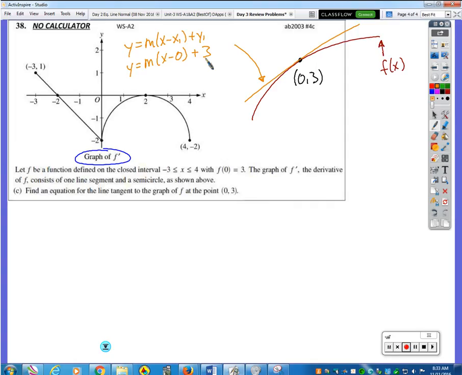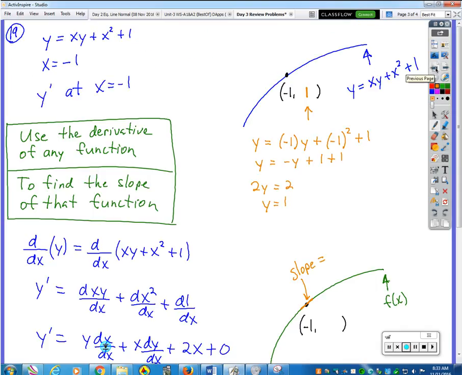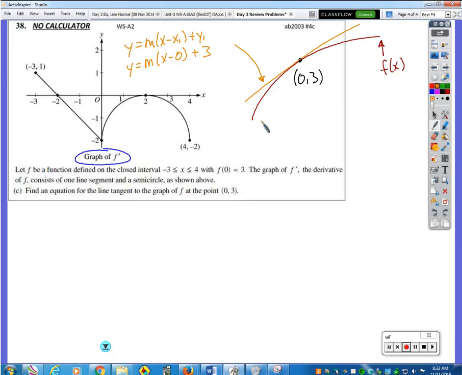Cool. I need to find the slope of the tangent line. We already talked about that today. I made a flashcard, in fact. Use the derivative of any function to find the slope of that function. So I'm trying to find the slope of f right here at x equals 0. I have a picture of f prime, so I go to x equals 0. That's the point on f prime, 0 comma negative 2. That means this right here is the slope.